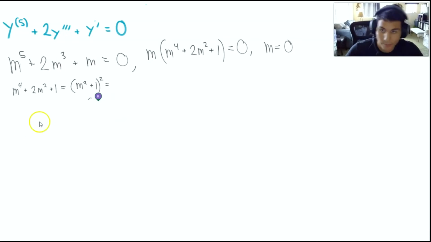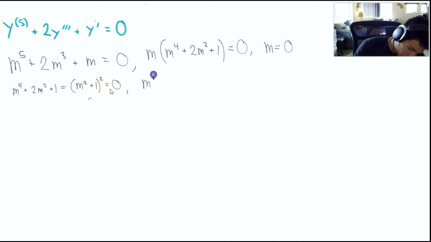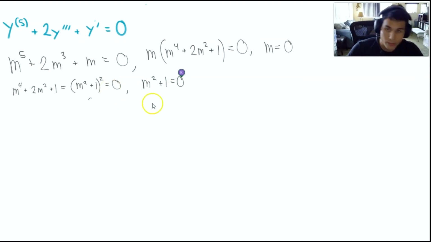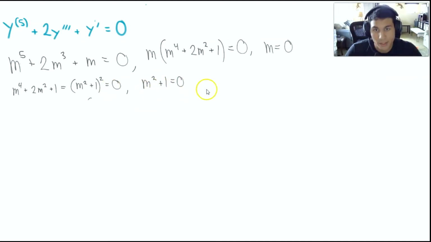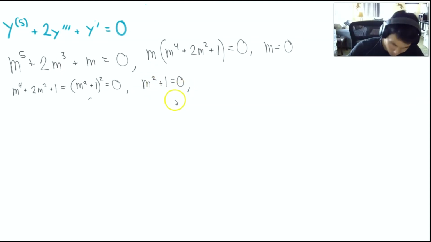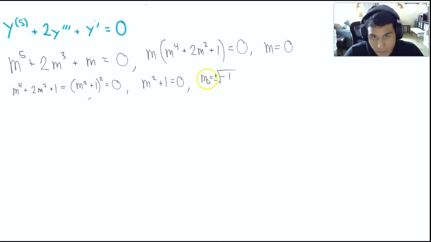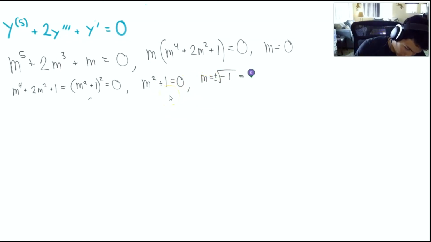Okay. This is equal to 0, right? So if m squared plus 1 squared equals 0, we can just focus on m squared plus 1 equals 0, and then we just have to remember that this part here is squared. Whatever m is, we'll do it again. If that does not make sense, it'll become clear in a second. If we solve for m, m squared equals negative 1, so m is plus or minus the square root of negative 1, which is plus or minus i.